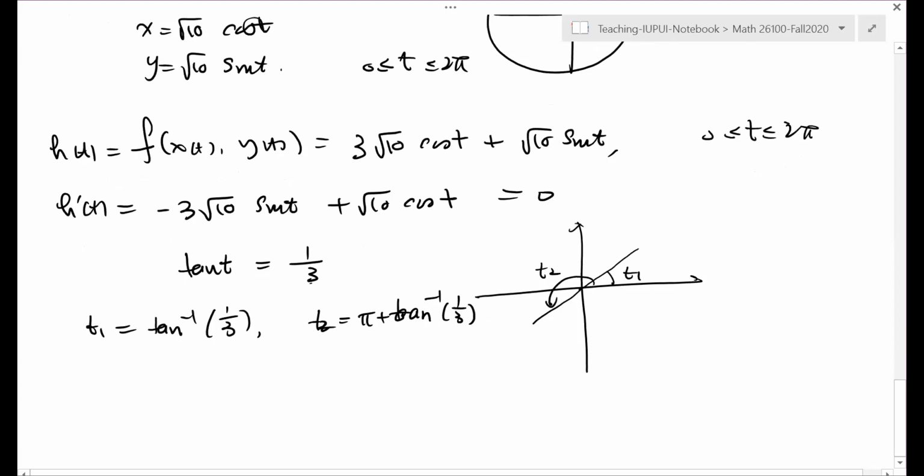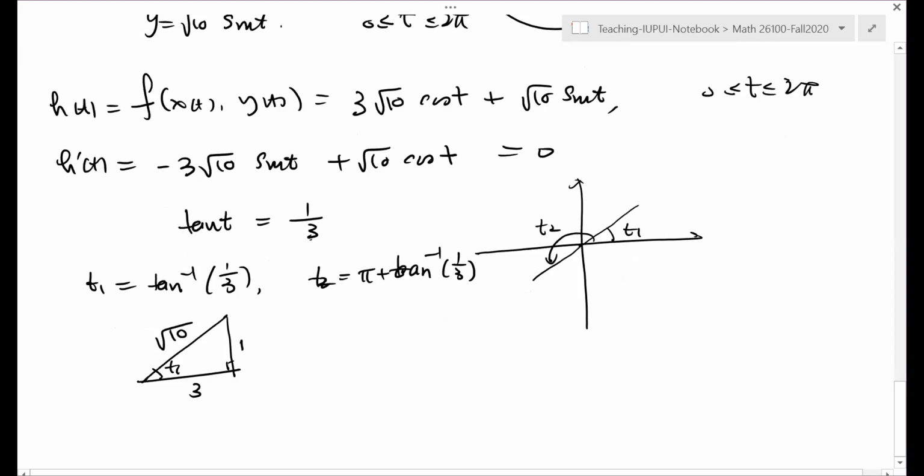Then you have sine and cosine. I think it's easy to find sine t and cosine t. Why? Because you can use a triangle. Tangent is 1 and 3, so the hypotenuse is going to be square root 10. So that's T1. From here you can see that sine T1 is going to be 1 over square root 10, and cosine T1 equals 3 over square root 10.